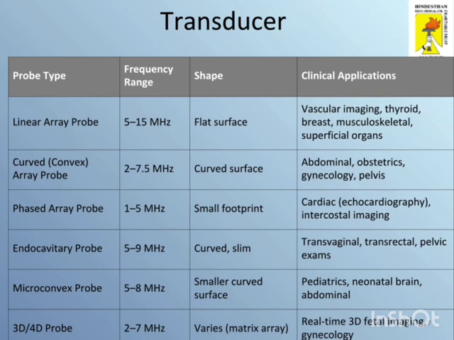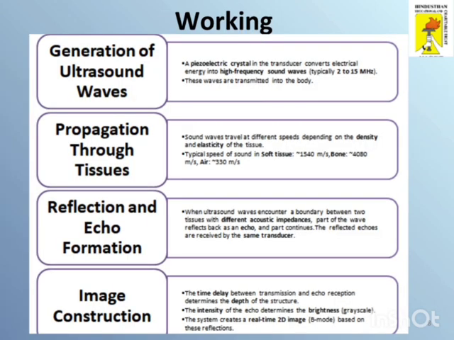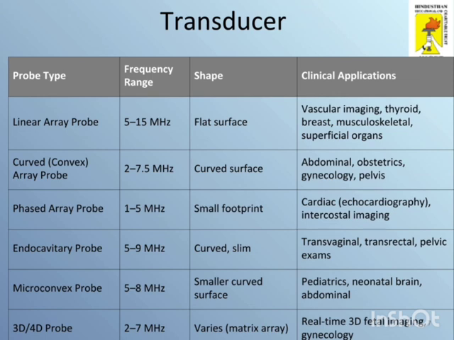The first probe used is a linear array probe. The frequency range of this probe is from 5 to 15 MHz. It has a flat surface and it helps in visualizing the musculoskeletal system. Then we have a curved array probe, also called a convex probe, which has a frequency range of 2 to 7.5 MHz. The shape of this probe is a curved surface. It helps in visualizing the abdominal regions. It is used in gynecology, to visualize the pelvis, and also in obstetrics.